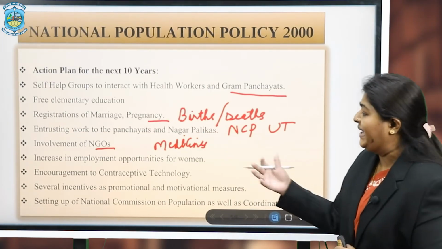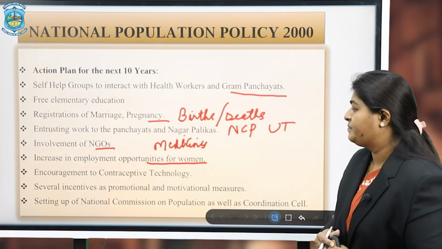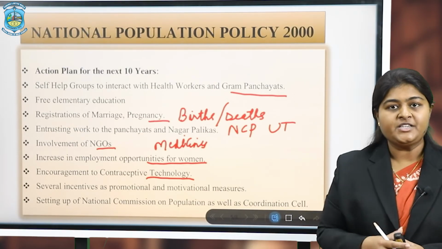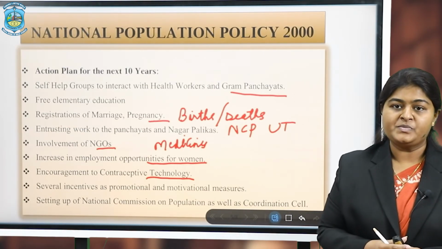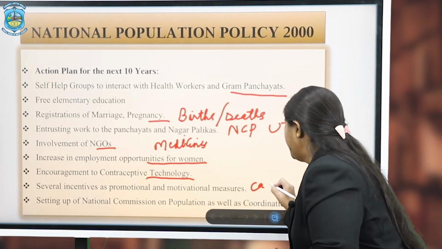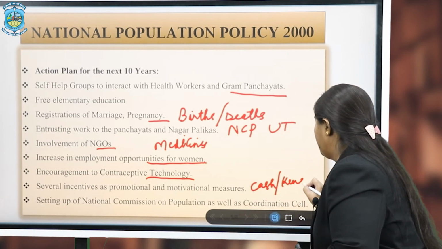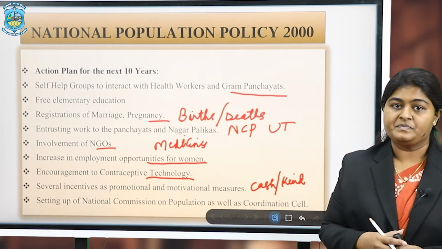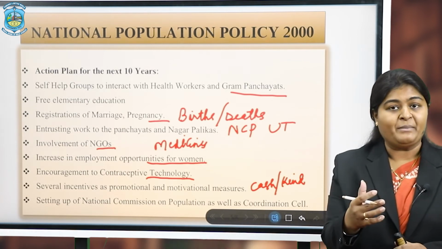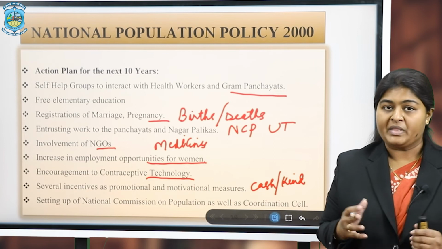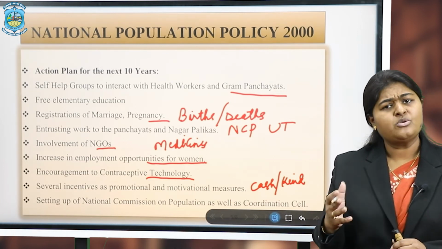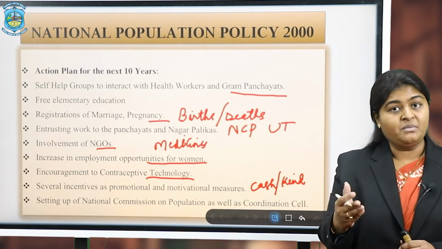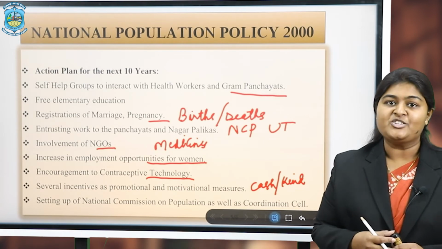Apart from that, increase in the employment opportunities for women, encouragement to contraceptive technology, and incentives to popularize small family norms in the form of cash, kind, insurance benefits, besides public applause. These incentives are given to the families with 1 or 2 girls, couples below the poverty line, those who marry late, those who bear children late, and those who adopt a terminal method after the birth of the second child.